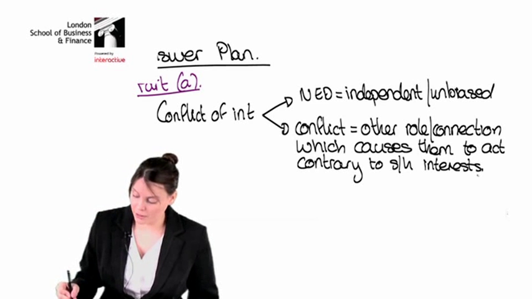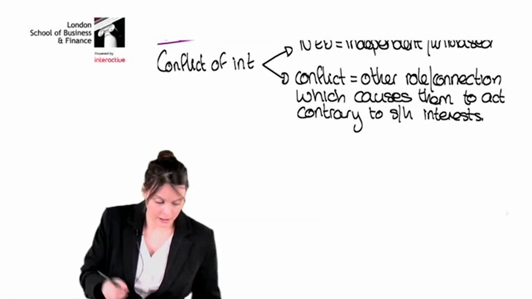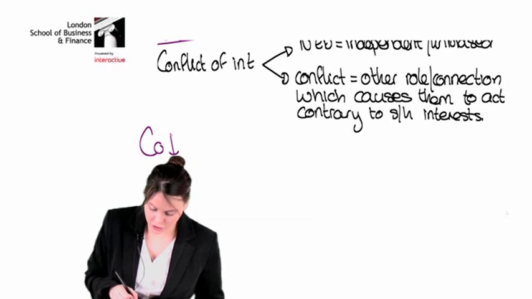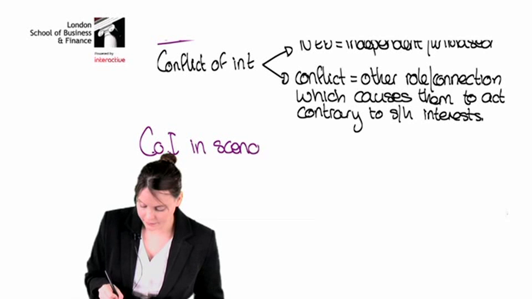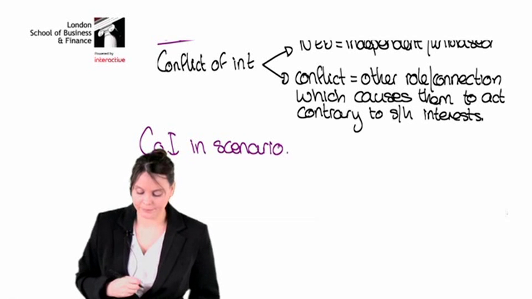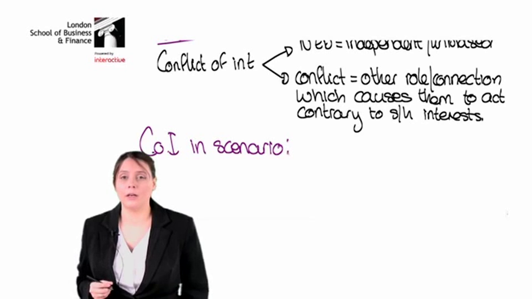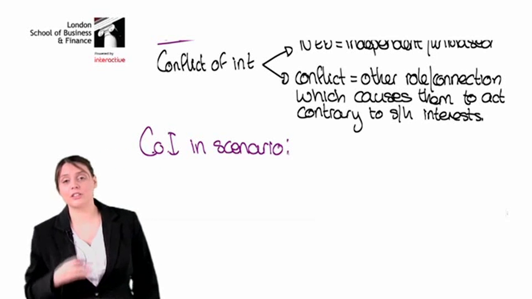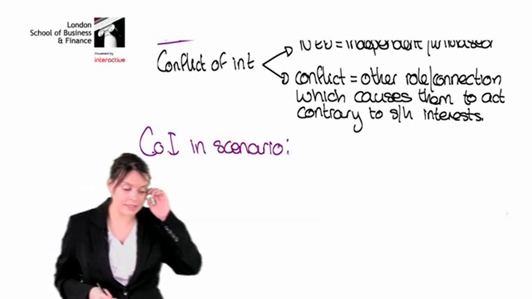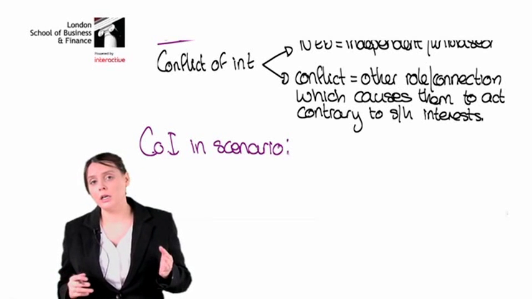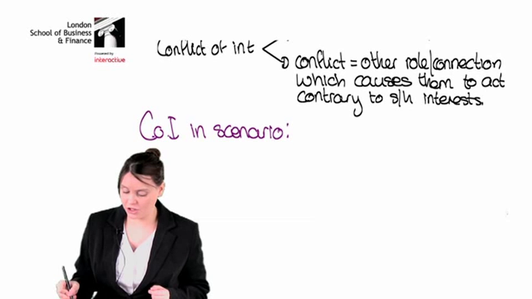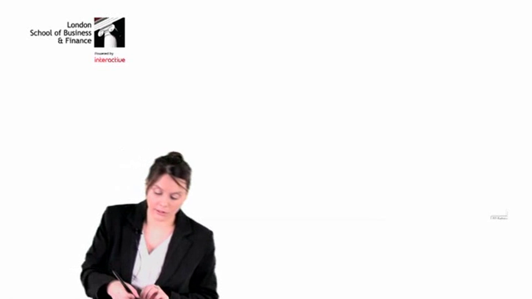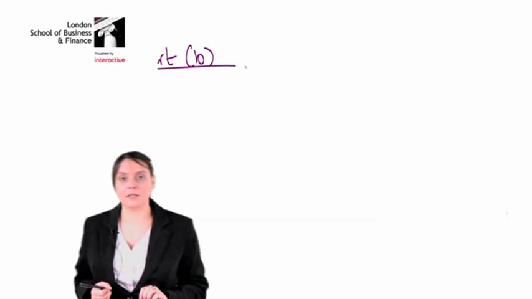The next part of Part A was to look at the conflicts of interest in the scenario. We can't fill anything in there until we actually go through the narrative and see what those conflicts are. So what we'll do in our answer plan is just leave a space on the page, skip down, and start preparing our Part B answer plan.